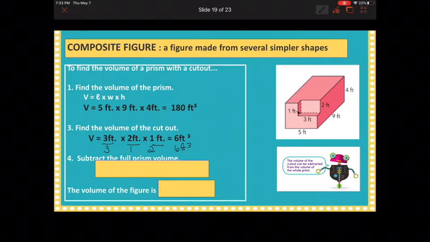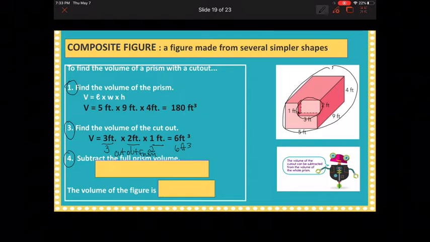So we've got the volume now of the whole rectangular prism, and we've got the volume of the cutout. What do we do with those? Step number 4, we subtract the cutout from the full prism volume. Okay, so we've got the whole prism minus what's cut out. That makes sense, right? If we want to find the volume of this composite figure, take the whole shape and subtract what you cut out of it.